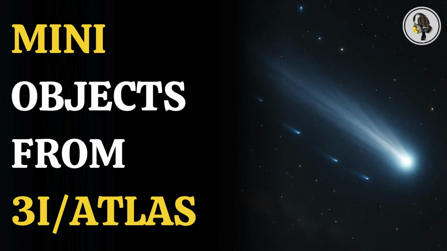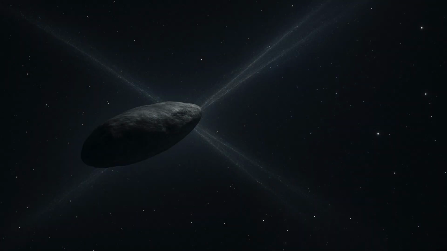In this episode, we investigate a provocative idea surrounding 3i Atlas, claiming tiny objects that may have detached from the comet and are already racing a million kilometers across space, raising new questions about what's really happening out there. And now, those speculations have collided with new visual evidence that's stirring fresh debate among researchers.